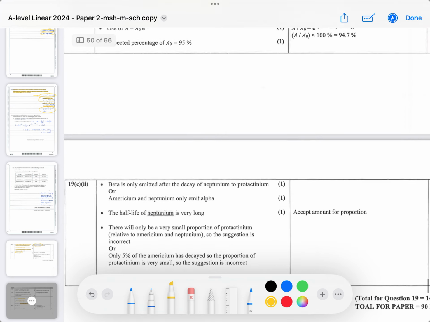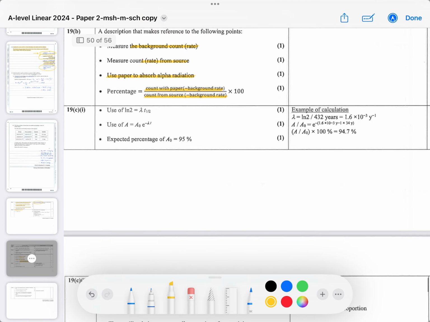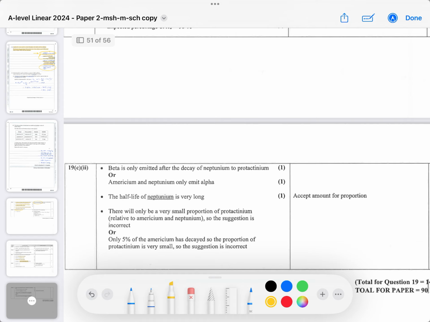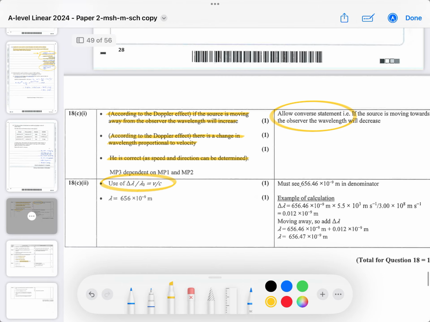So we've got 19C to do, part 1 and part 2, and then we're done. Looks like it's half-life, activity, and something I can't work out without reading the question at this time at night.